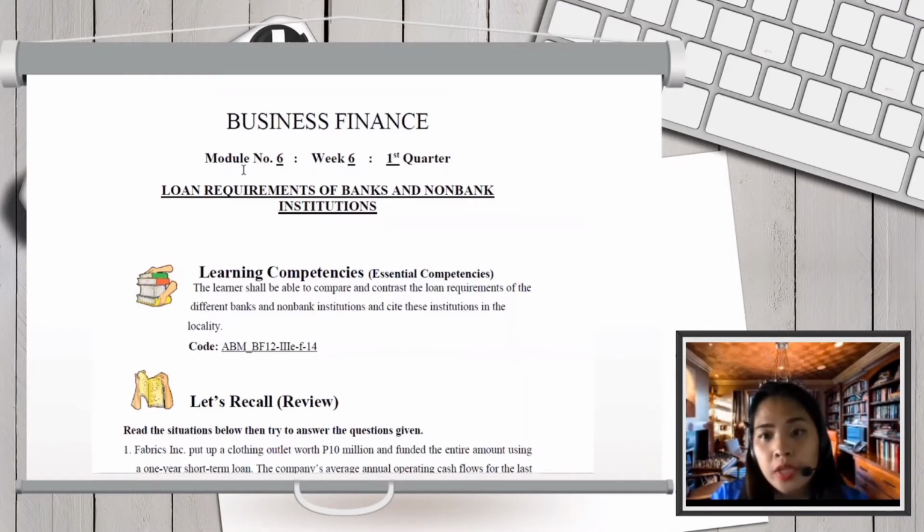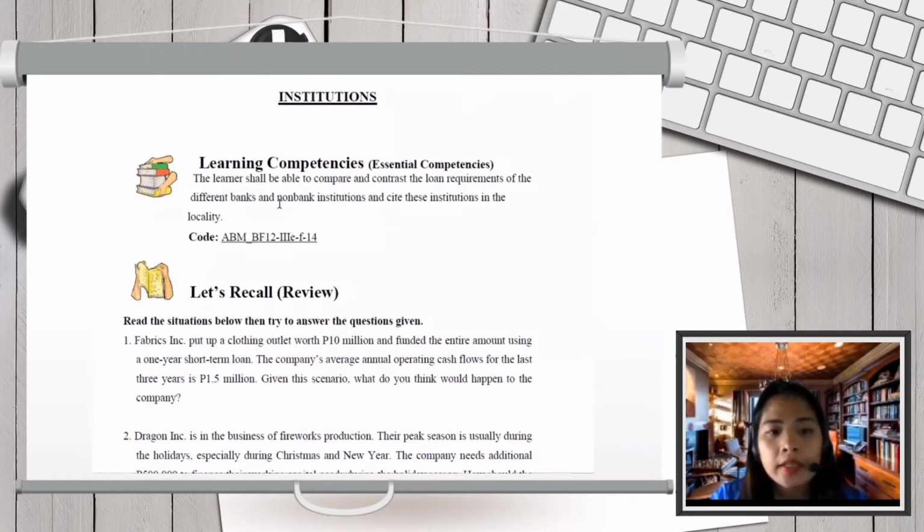Our topic for today is all about module number 6, loan requirements of banks and non-bank institutions. All right. So basically, the things that we'll be learning for today is that you will be able to compare and contrast the loan requirements of different banks and non-bank institutions and cite these institutions in the locality.